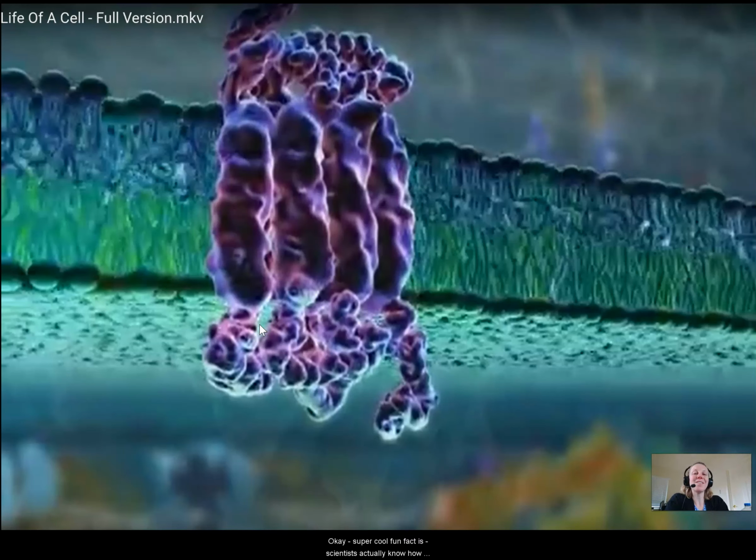Okay, super cool fun fact is that scientists actually know how many amino acids it takes to get across the membrane like this. And the answer is 13. So it takes 13 amino acids to get across the membrane. Would you expect those 13 amino acids to be hydrophilic amino acids or hydrophobic ones? Right, so they're going to be inside of an alpha helix here, and it's going to be 13 of them, hydrophilic or hydrophobic. You let me know. All right, so this is going to be an integral membrane protein here.